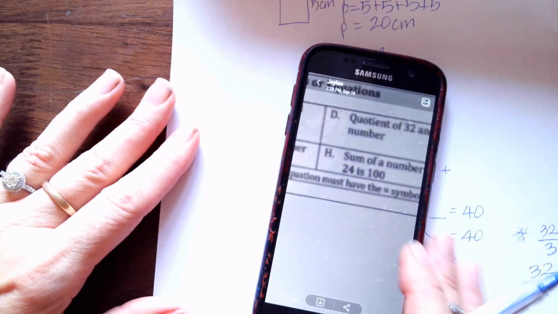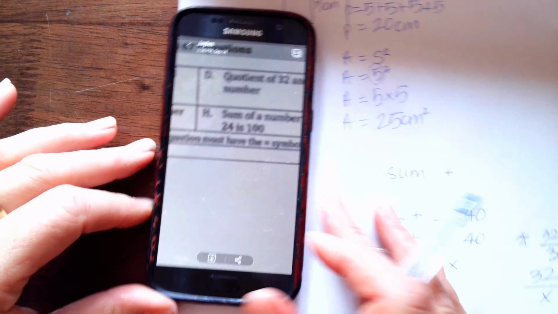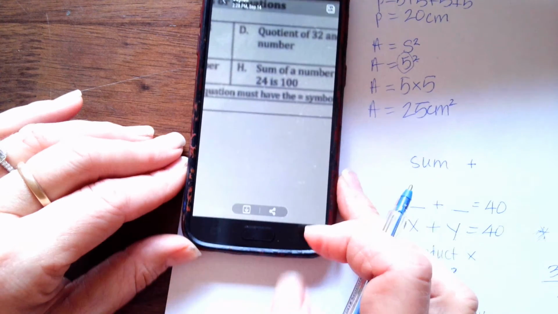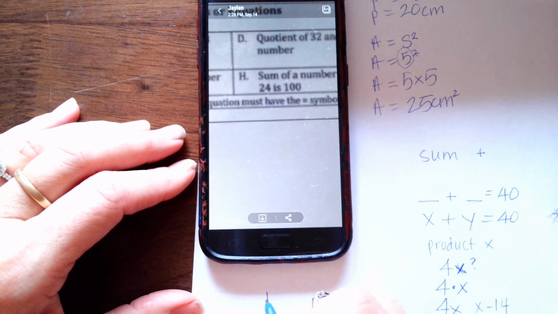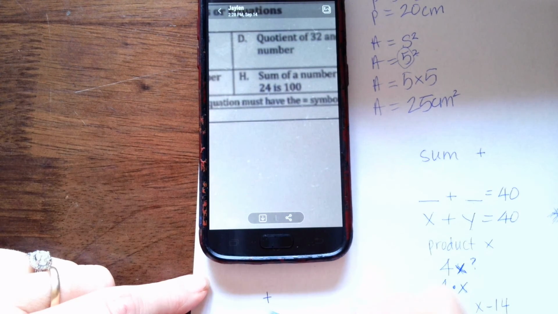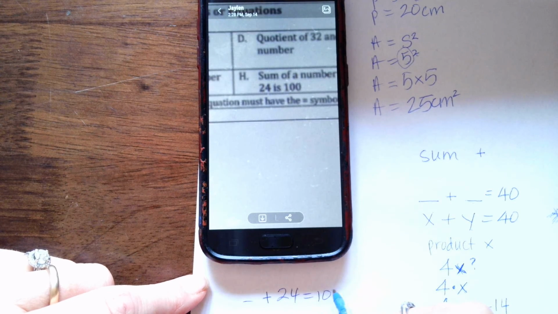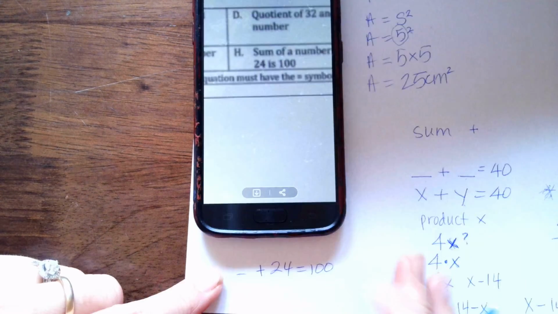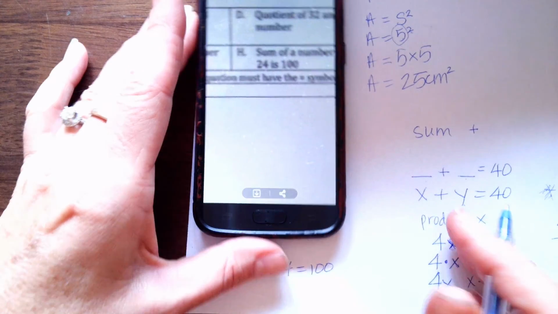And then the last one is sum of a number and 24 is 100. So sum means addition. And so you're going to do, there's a number and 24 equals 100. And then instead of doing a blank line like this, you just put an x in there.